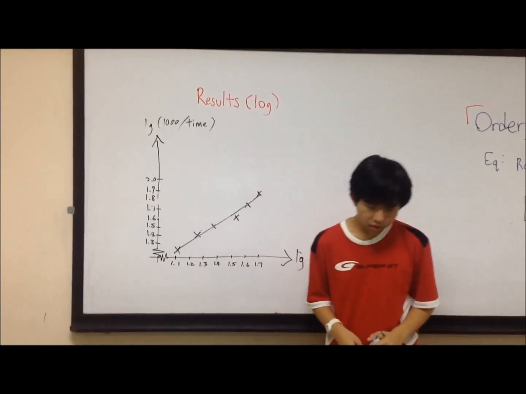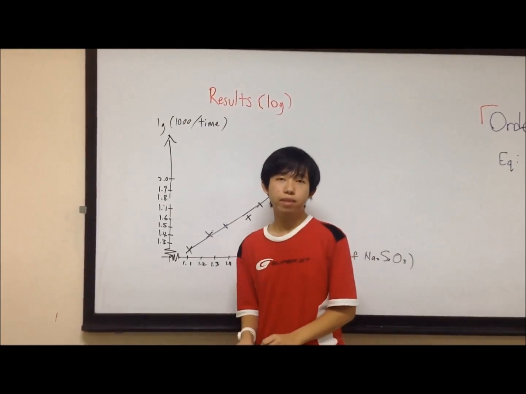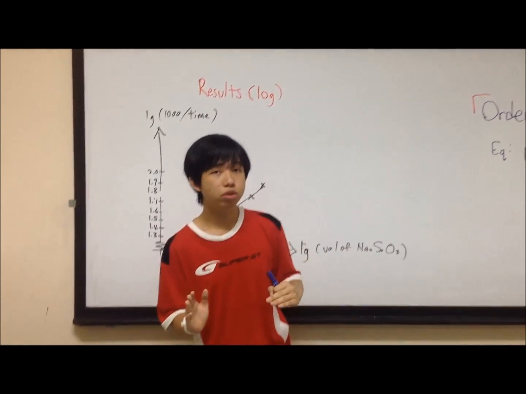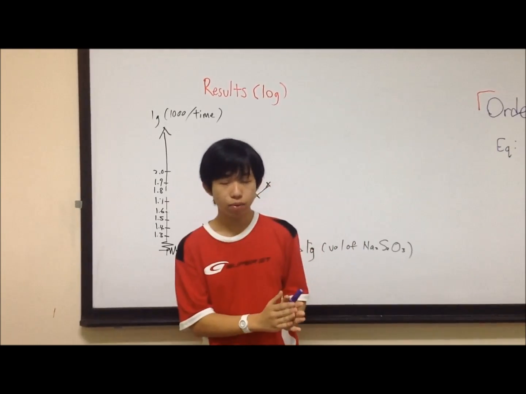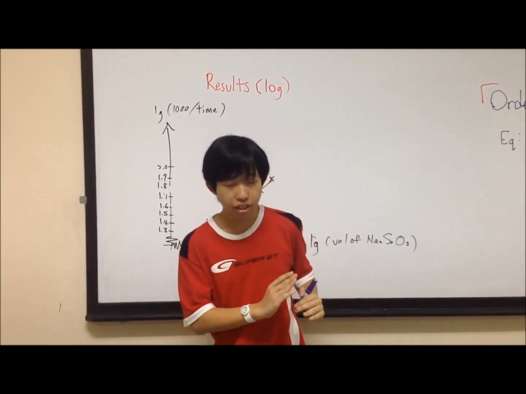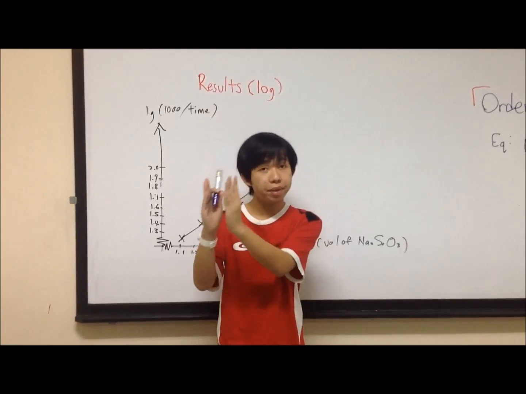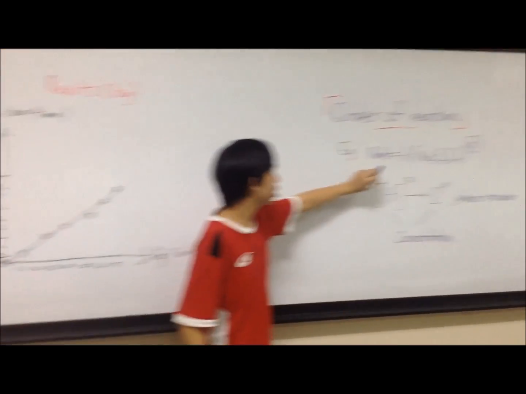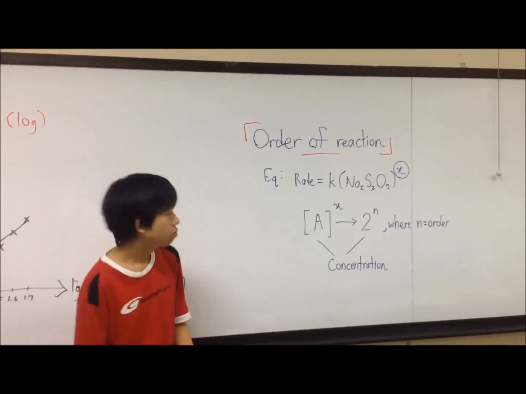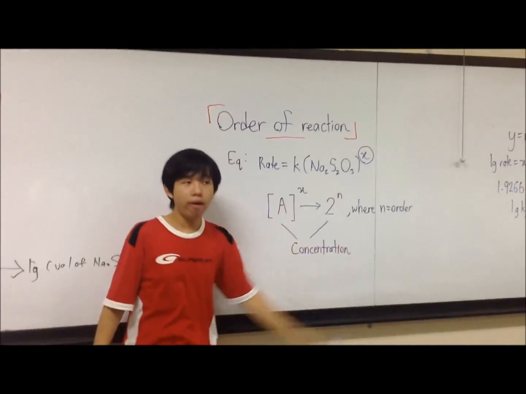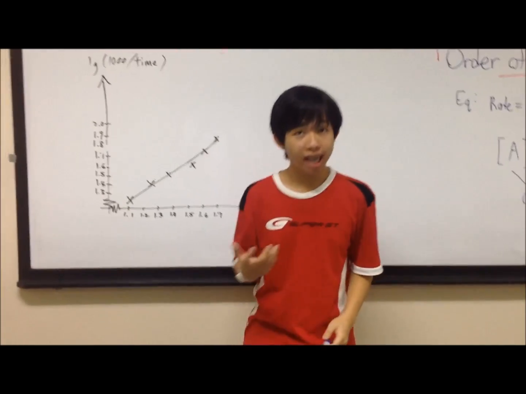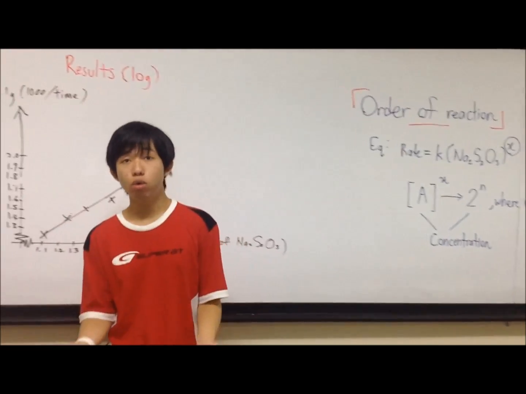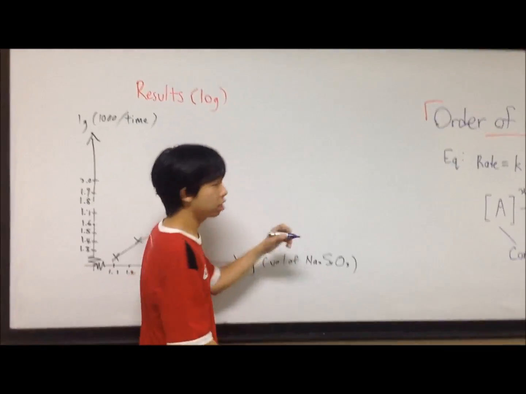So, talking about the results of our experiment, we recorded the results in a table of decreasing volumes of sodium sulfate, which represents the decreasing concentration, and time taken for the X bar to disappear. Based on this equation, the order is X. So we try to find X now. How do we find it? Because it's the power, we log the whole equation. So it will become like this.